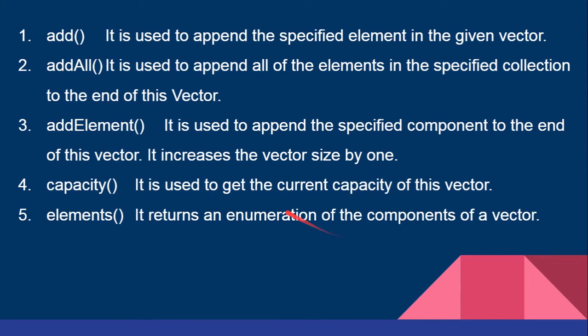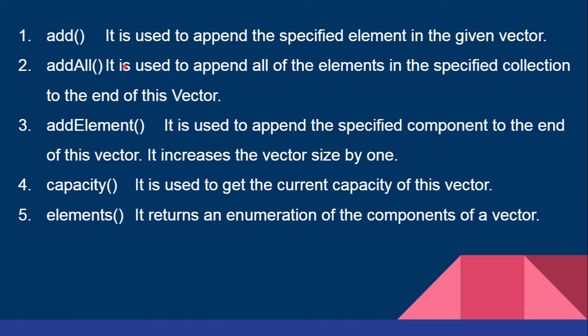Now let us see what are all the operations or the methods that are used in the vector. The commonly used operations are given here. Add is one method. It is used to append the specified element to the given vector. Suppose you have created a vector initially, and you add some element to the end of the vector, for this we are using the method called add. With the example you will see at the end of this video how to use these methods in order to manipulate the components in the vector.